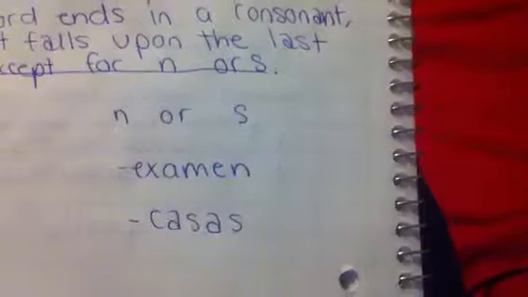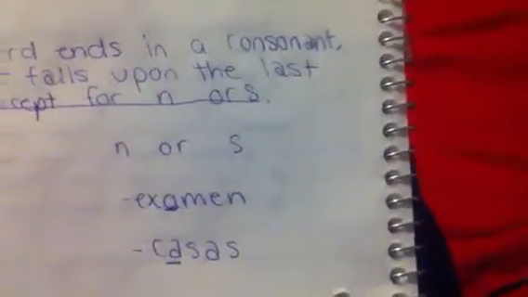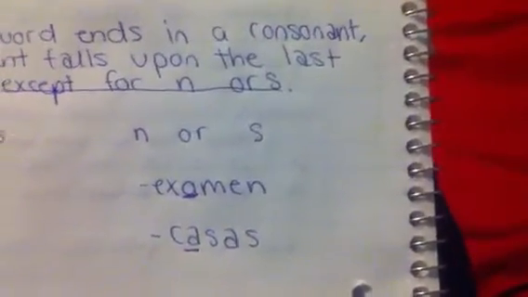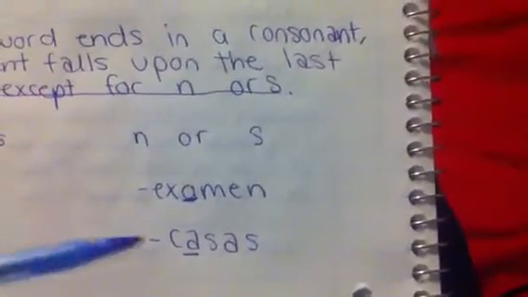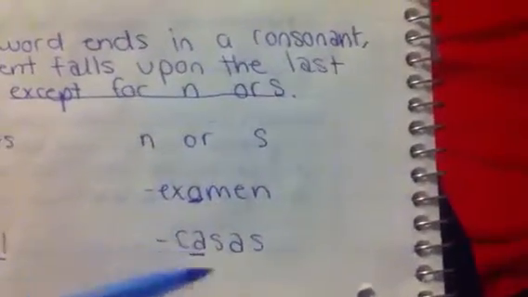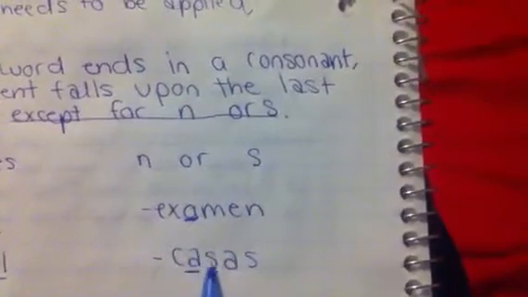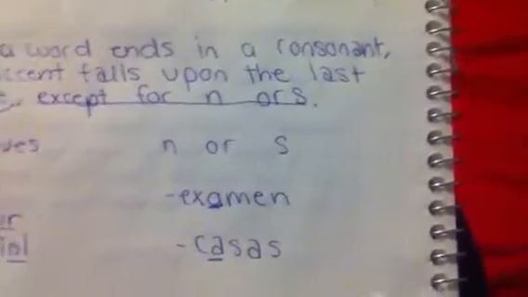The only consonants that are an exception are N and S. The accent still falls on the penultimate syllable. That's why when you say examen, which is an exam, you stress the second syllable, because it ends in an N, so it still falls on the second to last syllable. How about casas? Since it ends in an S, the accentuation already goes on this one, and like our first rule, you don't put an accent on penultimate syllable words.